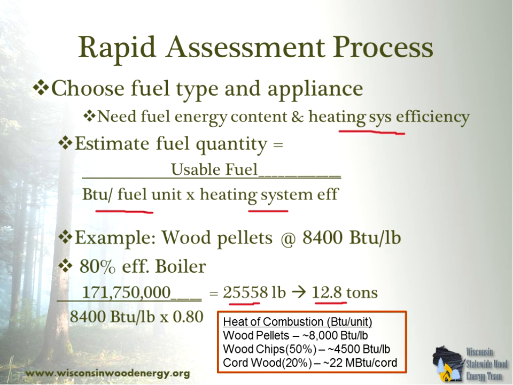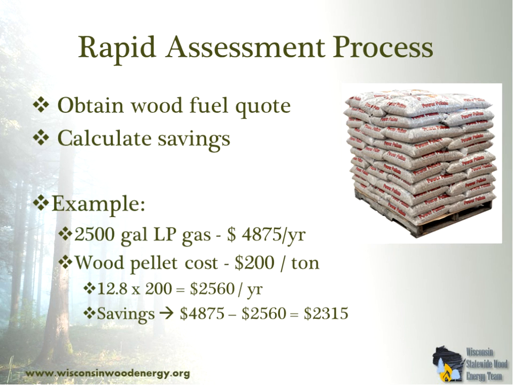So for this, we're going to use the usable heat, which is at 171 or 172 million BTUs, divided by the energy content of my new fuel, the replacement fuel, and the efficiency of that replacement heater, the wood heater. So here's an example. We've got some wood pellets. The specification is 8,400 BTUs per pound, boiler efficiency of 80%.